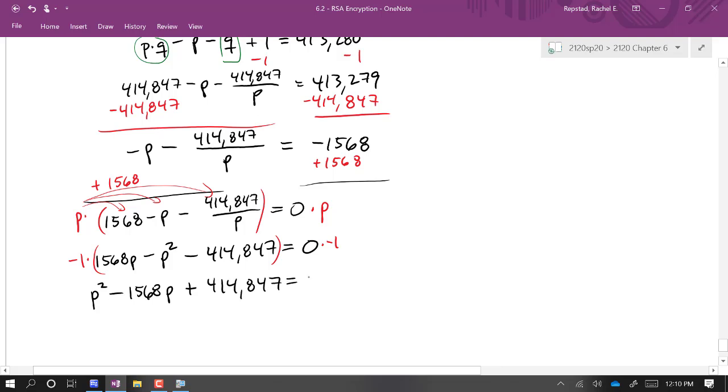414,847. Now, if you remember solving quadratic equations, you know there are a few techniques. One technique is to solve by factoring, but if we could solve this by factoring, we would have been able to tell what the factors of 414,847 were in the first place, and we're not really in that position, so you shouldn't be solving these by factoring. We're doing this so that we can find the factors of that number.